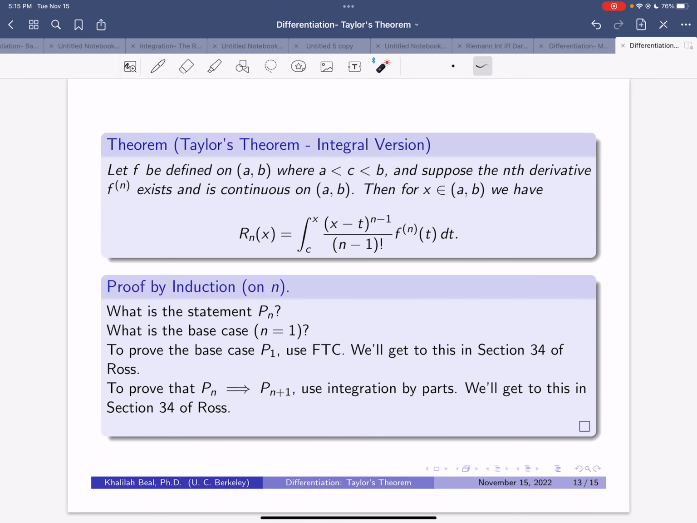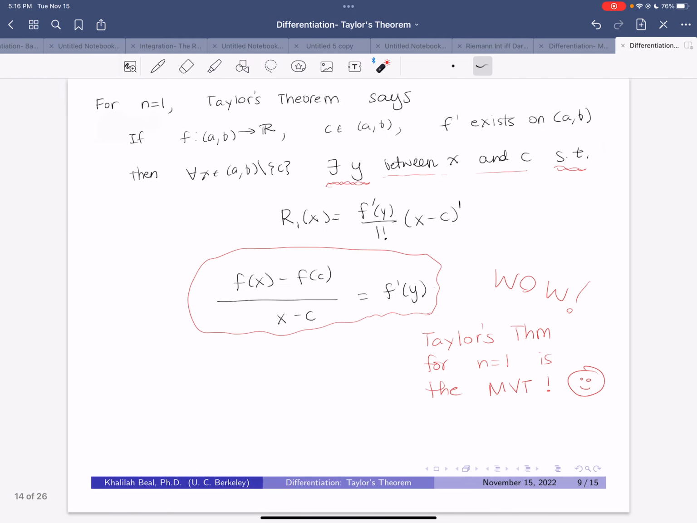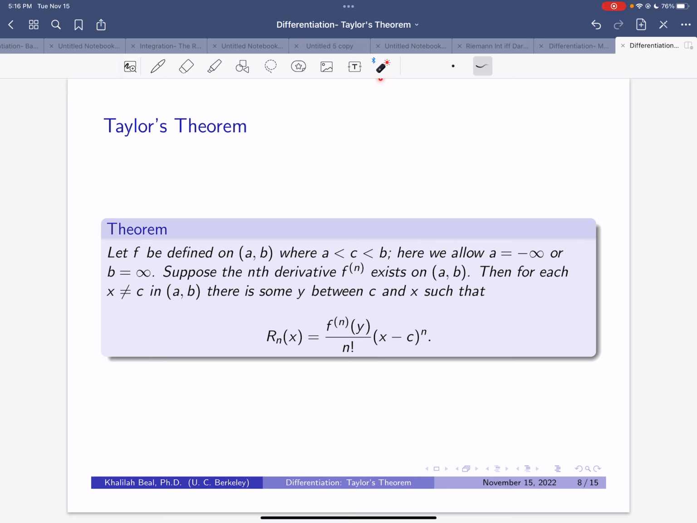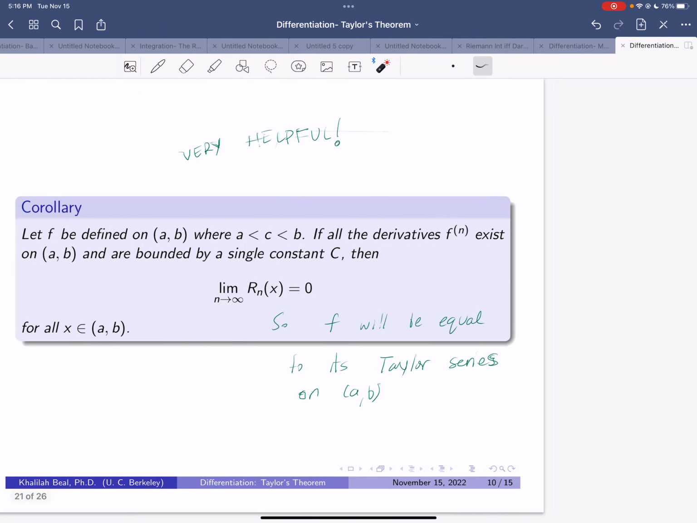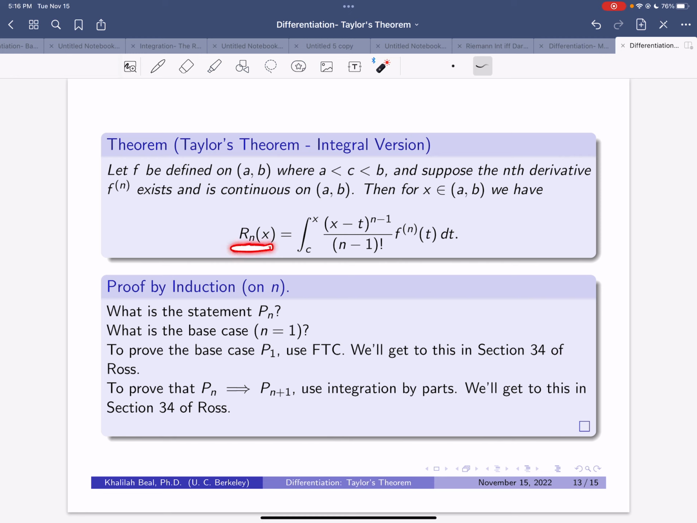I just want to talk really briefly, as we're wrapping this up, about this different version of Taylor's theorem. The first version of Taylor's theorem that we gave was basically saying that, under certain conditions, the remainder R sub n looks like this. So you're giving the remainder for Taylor's series in terms of a derivative evaluated at some point. Now we have a version of Taylor's theorem that is the integral version. You're now giving the remainder as an integral. Okay?